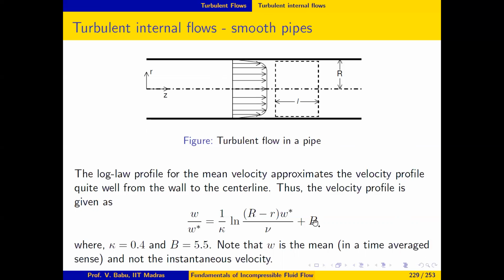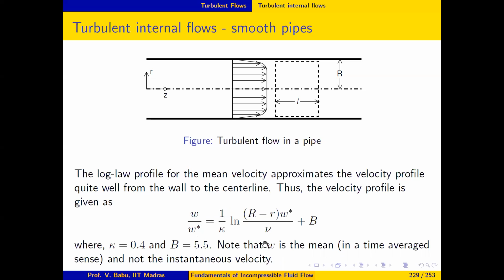This is the log law profile as we know, with the constant kappa equal to 0.4 and B equal to 8.5. Notice that here this W actually denotes the turbulent mean velocity in the pipe and not instantaneous velocity. The over bar has been dropped here for the sake of convenience, but this denotes the turbulent mean velocity in the pipe, because otherwise we would not be able to use this log law at all had it been instantaneous velocity. That is important to note because we will be using the over bar to denote average velocity, as we had done in the past, from now onwards.